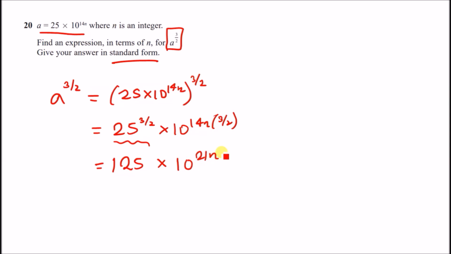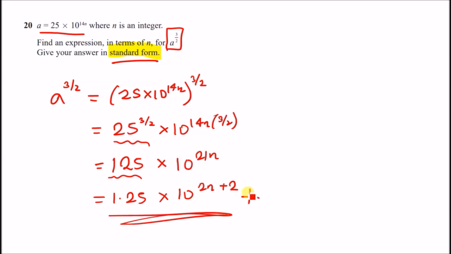Now, usually this would be the end of the question, but because they've got standard form involved, this means that we need to make the first set of numbers less than 10. To do so, we need to rewrite it as 1.25, because this is less than 10 and bigger than 1. When you write this, you'll realize that you took 2 tens out of this. So we're going to give these 2 tens to this power, so it'll be plus an extra 2. And that's it, guys. This question is done.